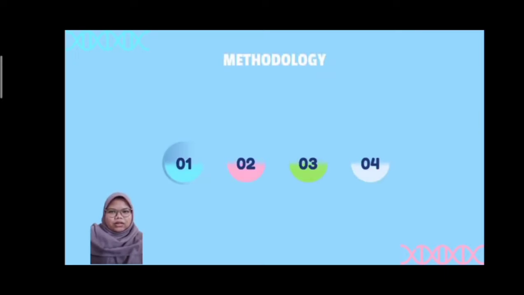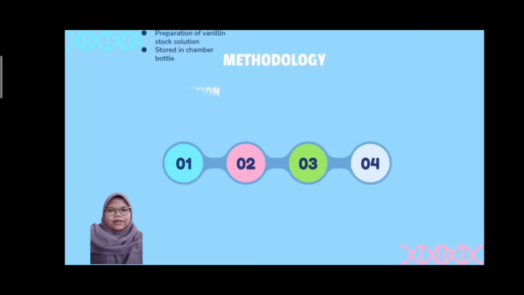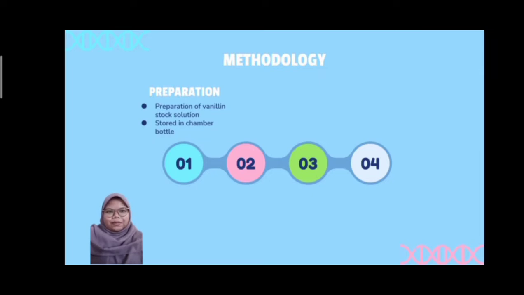Assalamualaikum and hi. I'm Nur Amira binti Jafar, the second presenter, and I will talk about the methodology. To begin with, a vanillin stock solution of 1 mg per milliliter was prepared in a mobile phase solution. Then, it was stored in a chamber bottle at 4 degrees Celsius.